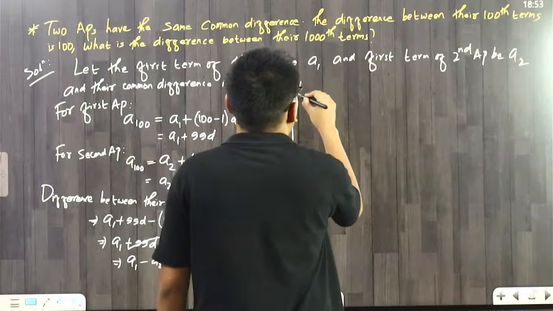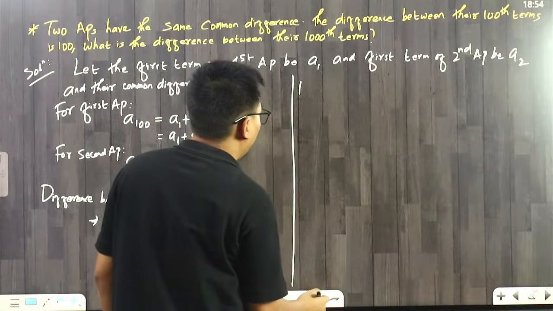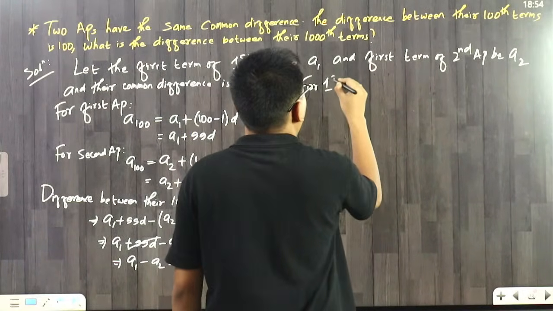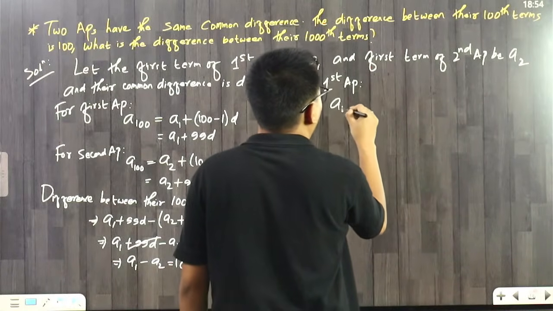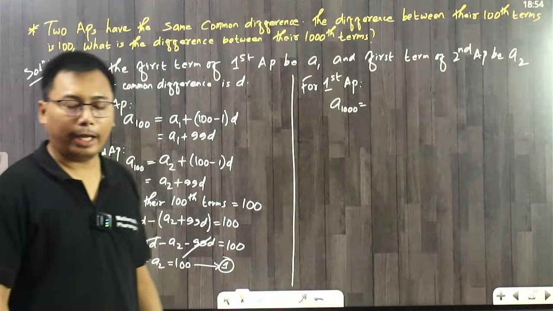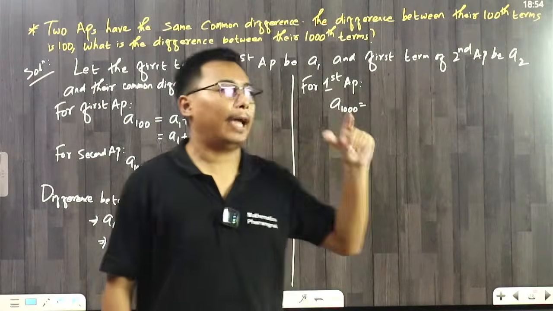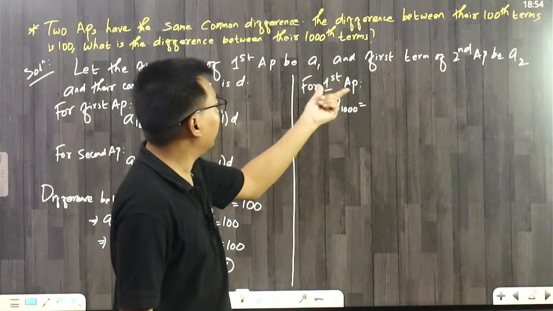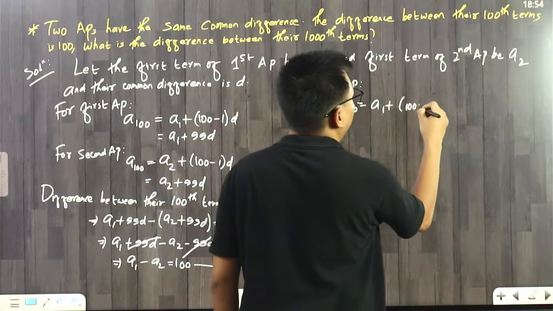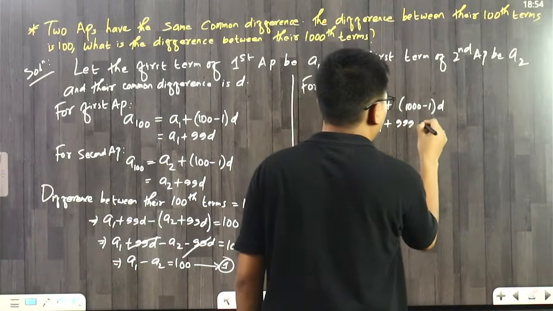Now, see. Okay, let's write it stepwise. For the first AP, what will be the 1000th term? A1000. What is the formula for An? A plus (n minus 1)d. What is A? The first term. And what is the first term of the first AP? A1. So A1 plus (1000 minus 1)d, which will be equal to A1 plus 999d.